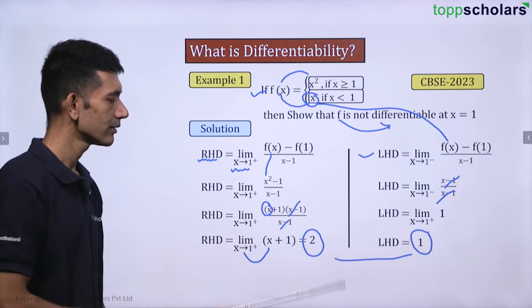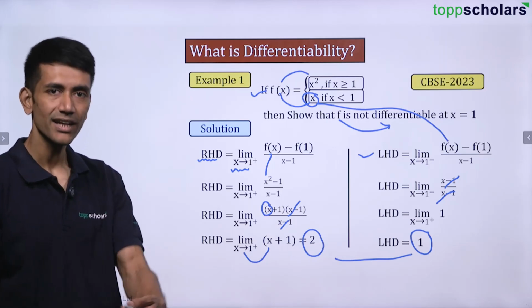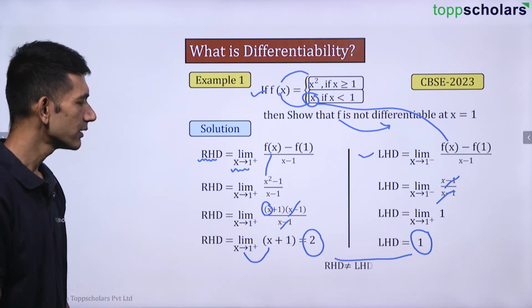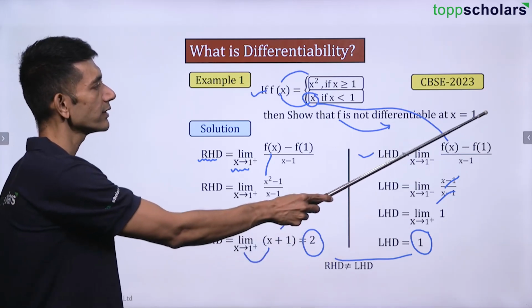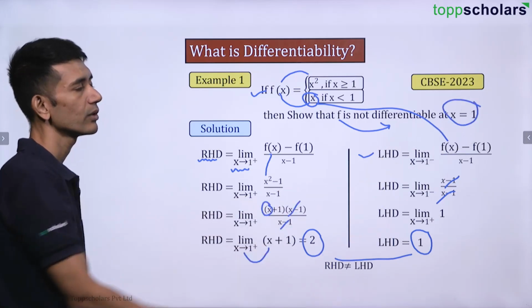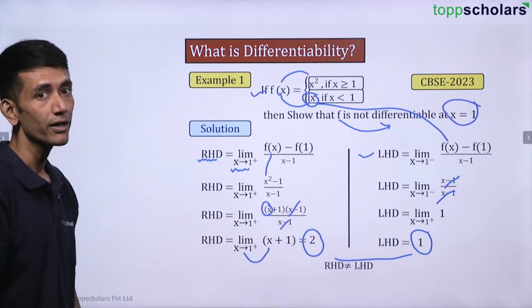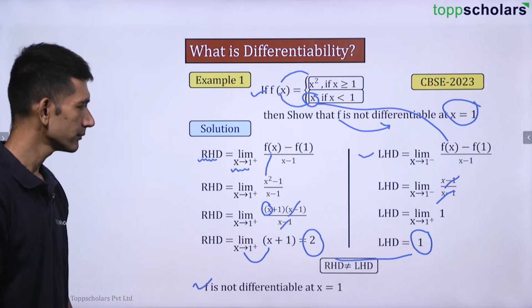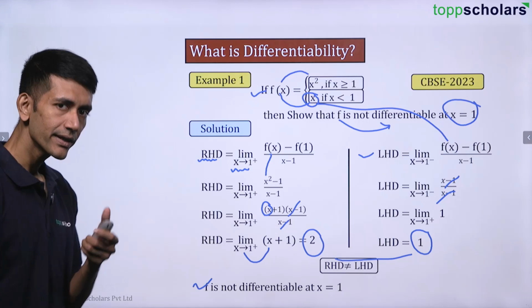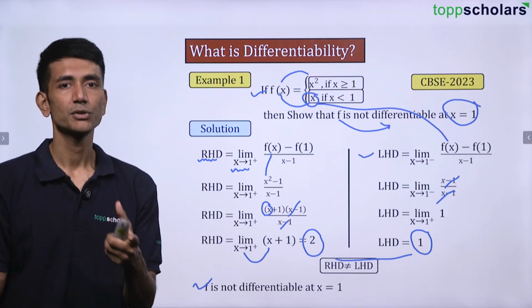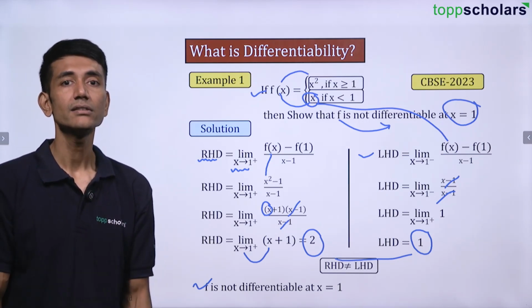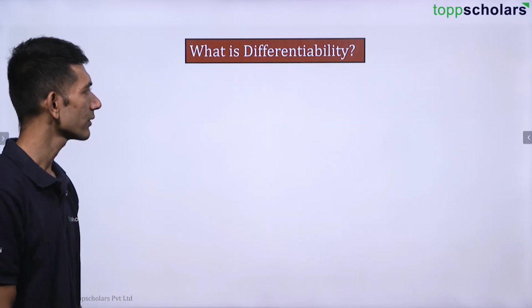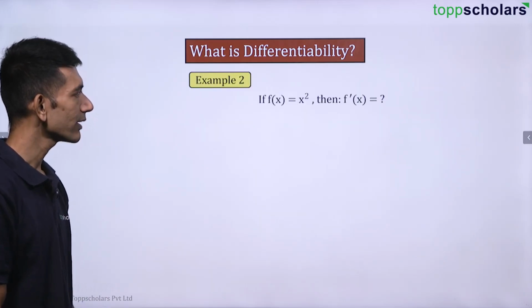Are they equal? They're not equal. Since they're not equal, we can say that this function is not differentiable at x is equal to 1. So the function is not differentiable. Correct? Simple. So the left hand derivative and the right hand derivative, both of them must be equal. Then only we can say that the function is differentiable, otherwise not. Okay. Let us see one more example.